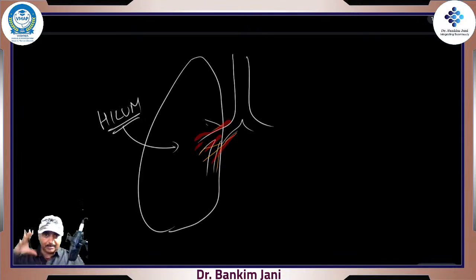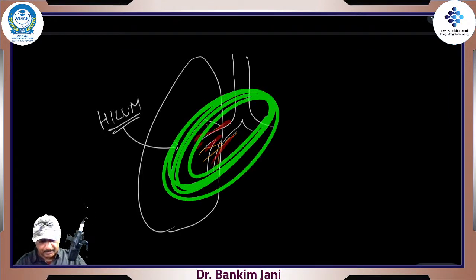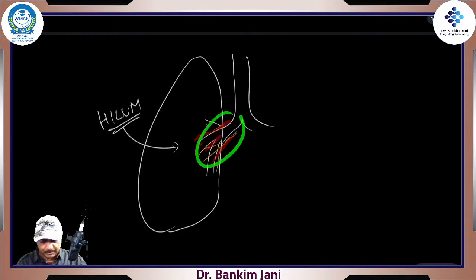Now, if there is a mass on it, oh, it's too big. Let's make it small. Now, if there is a mass on it, then what would happen? You will see a completely normal hilum, but the mass is seen.